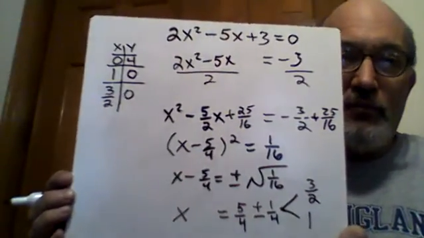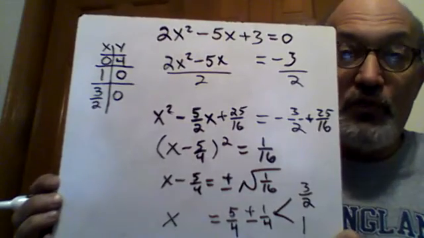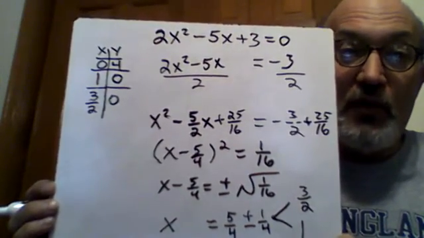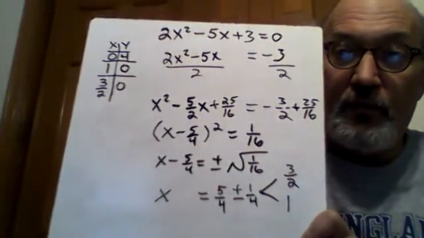So there they are. There are the same two roots, or the same two values of x that will make the function equal to 0 that we got earlier by factoring.